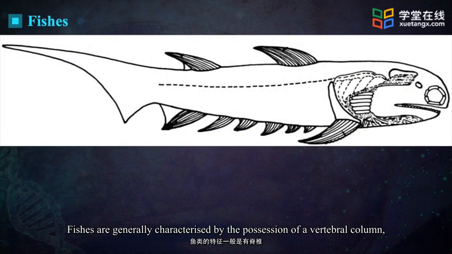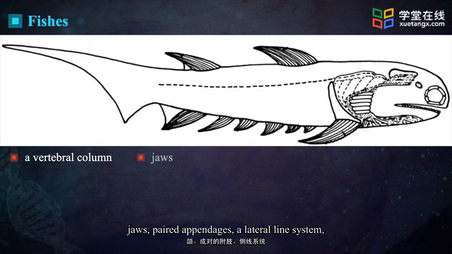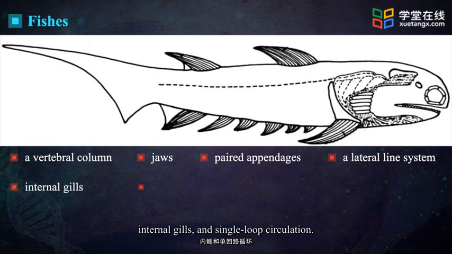Fishes are generally characterized by the possession of a vertebral column, jaws, paired appendages, a lateral line system, internal gills, and single-loop circulation.